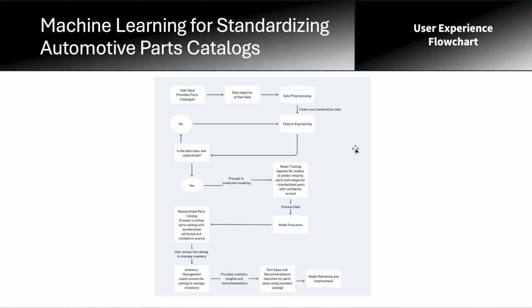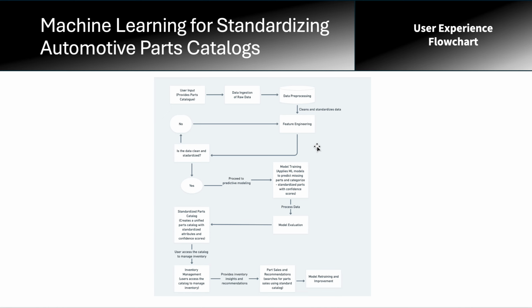Here is a flowchart of what this could look like. So we have basically user input. They provide the parts catalog. We ingest the raw data. Then it goes into pre-processing, where we clean and standardize the data to make sure that it is consumable for all. Then it goes through feature engineering. Once feature engineering does some clean work, we ask ourselves, is the data clean and standardized? If it's no, then it goes back to feature engineering. If it's yes, then it proceeds to the predictive modeling.